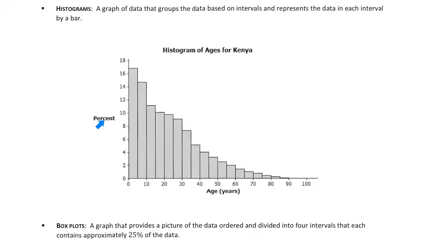And in this case, it's a percentage. So here we have 0 to 5, and then 5 to 10, and then 10 to 15, and 15 to 20, so on and so forth. And then we're listing, in this case, the percentage of the people, or the amount of data points within that category. So in other words, the way this histogram is shown is we can conclude that 17% of the ages in Kenya are between 0 and 5.